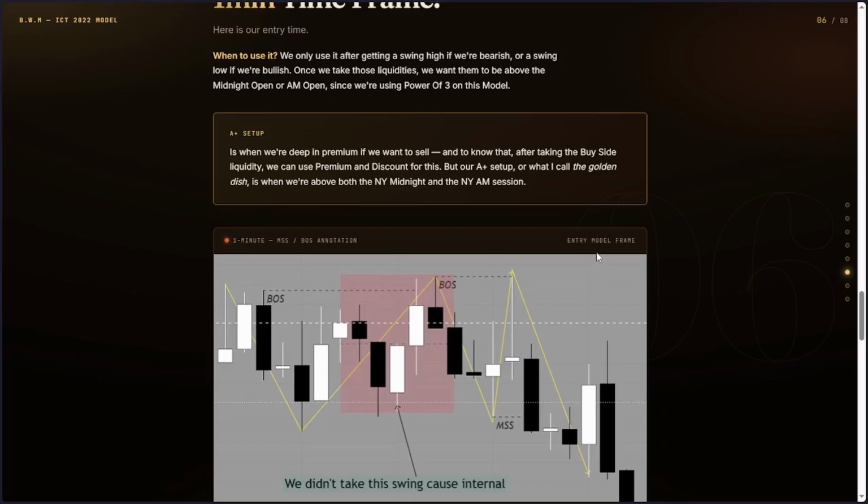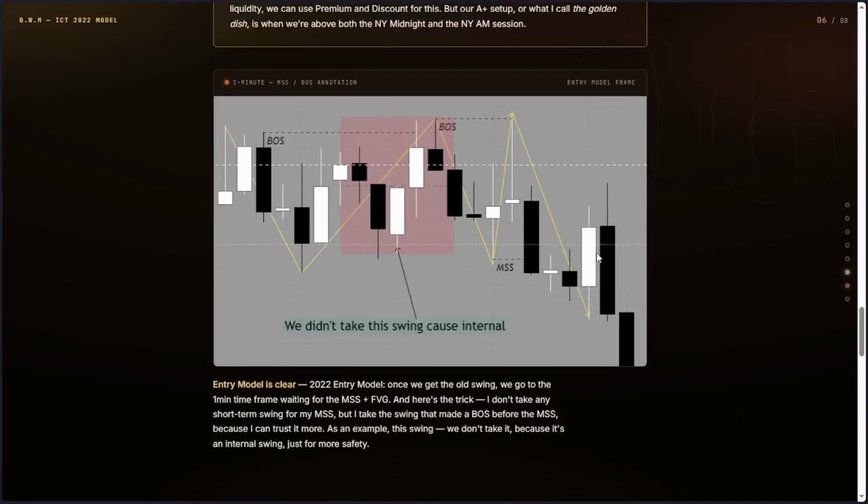For me here, this is where the personal preference comes in: I do choose the external swing instead of the internal. As an example, this one makes a break of structure, and we did make a retracement, we didn't make a break of structure right there, and also break of structure. This swing right here, it's an internal swing, it didn't make anything. It makes a good retracement, but it didn't break any of those lows or highs, so I will count it as an internal swing. I will only take the market structure shift with the external swings.